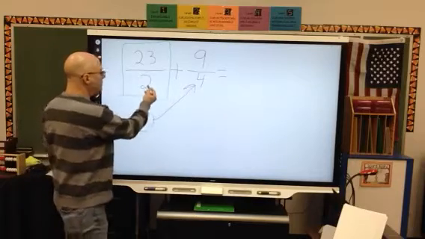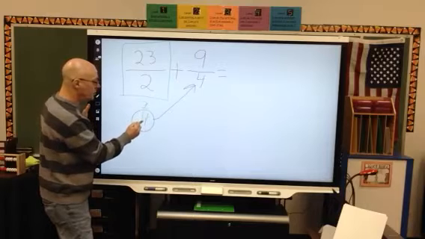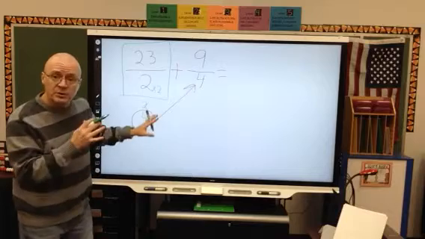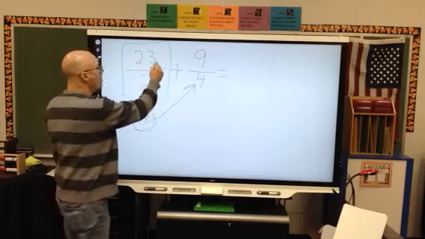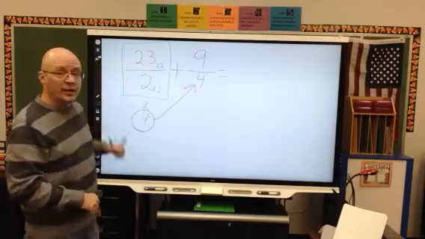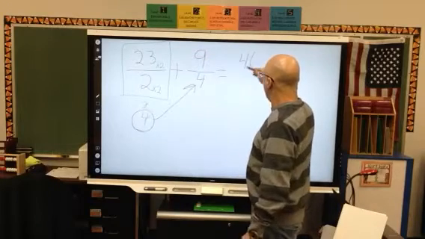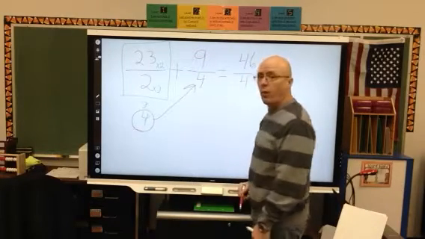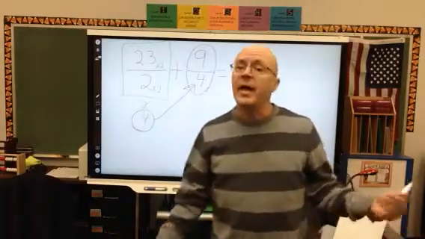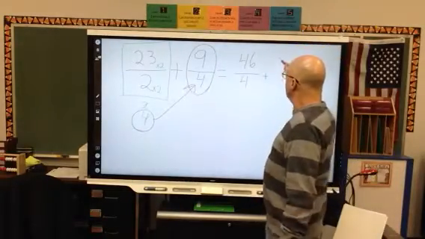So what did I multiply 2 by to get 4? 1, 2. So I'm going to multiply the denominator by 2. Whatever I multiply the denominator by, I'm going to also multiply the numerator by. So 23 times 2 is 46, and we know that's 46 over 4. Now, this fraction can stay the same. It already has a denominator of 4. So plus 9/4.